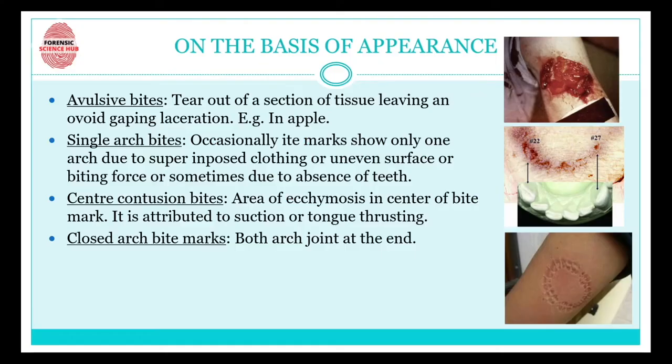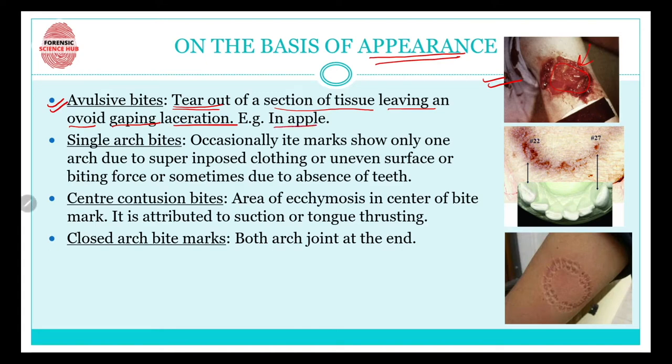Now let's get started. So first, on the basis of appearance, that is how the bite mark is looking. First come avulsive bites. In avulsive bites, basically a section of the tissue or the skin is completely torn out of the body, leaving an ovoid gaping laceration. If you can see in this picture, this particular area has been completely torn out, right? The skin has been completely detached from the body of the person. So this is what happens in avulsive bites.